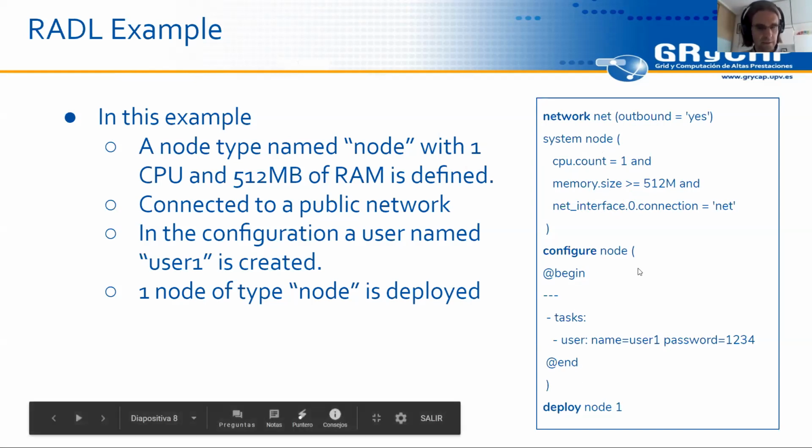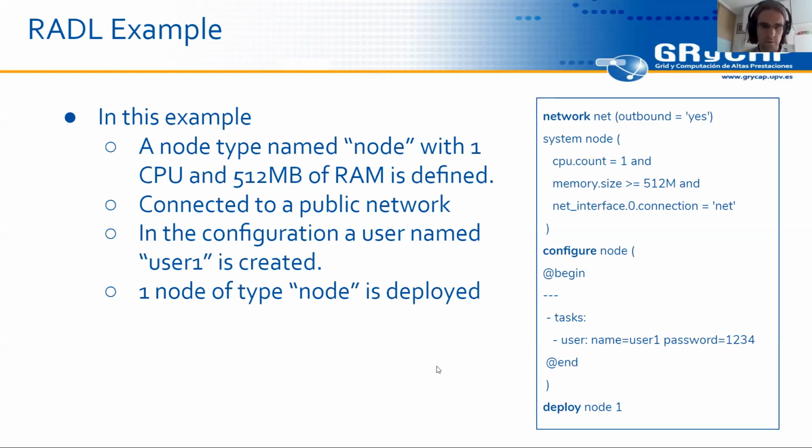And then we are defining a configuration of this node. We are using the YAML language of Ansible in order to create this task. And at this moment, we are adding a simple task that is the creation of a username, usernode. And finally, we are using the deploy keyword in order to say that we want to deploy one node of the type that has been previously described. As you can see, with a single set of lines, you can describe a virtual machine.